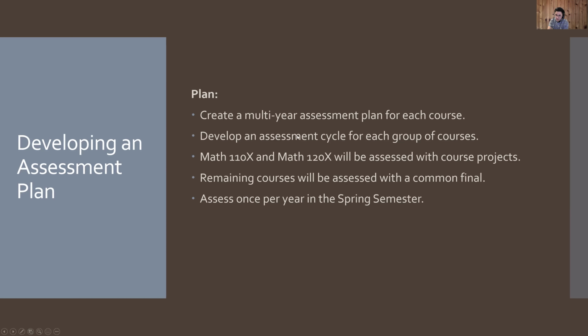Once we have done the alignment, we need to develop an assessment plan. We want to create a multi-year assessment plan, and part of that plan is an assessment cycle. We don't necessarily want to test all of the dimensions every year, but we want to cycle through them. So the current plan is to develop an assessment cycle for each group of courses. The coordinator for the 1100 and 1200 courses would like to assess those via course projects, and the remaining courses, 1300, 1400, 1601, and 2210, will be assessed with a common final. The plan is to assess once per year starting this year in the spring semester.